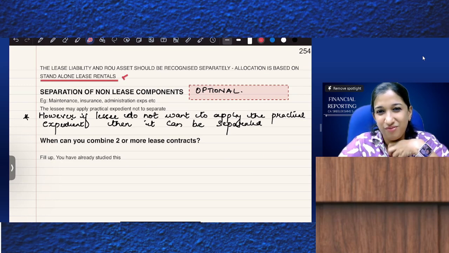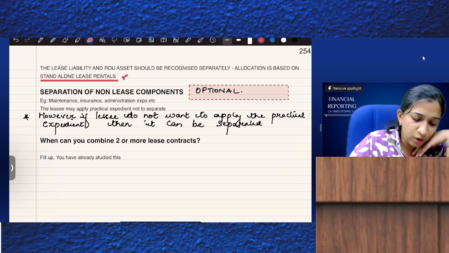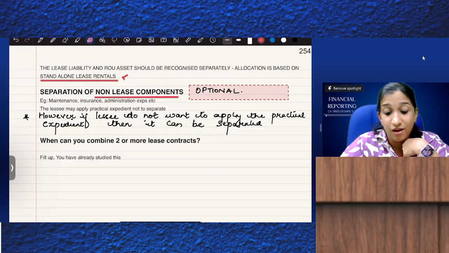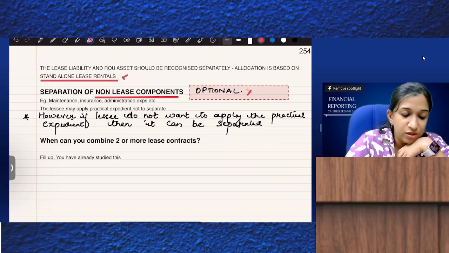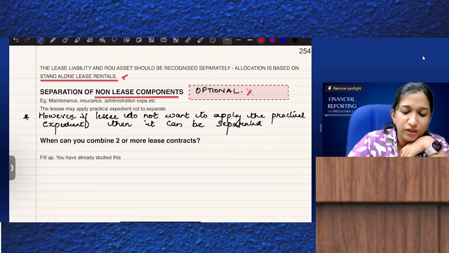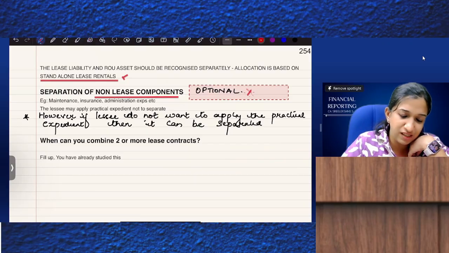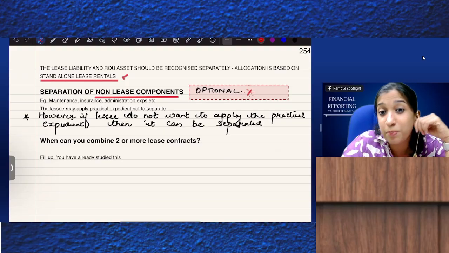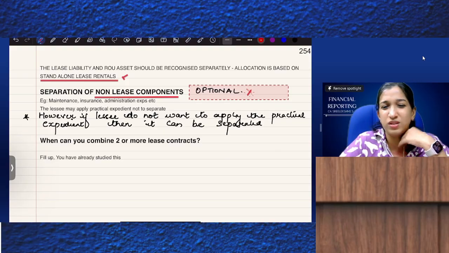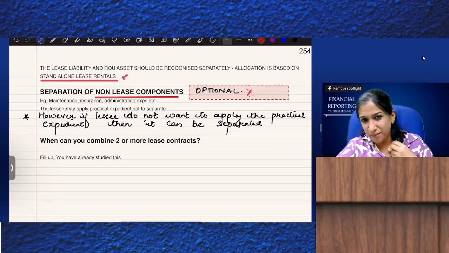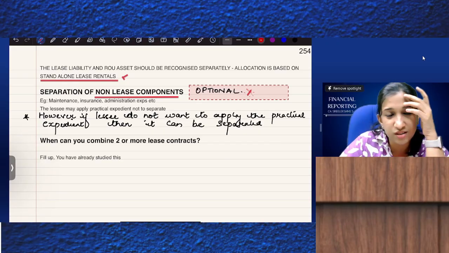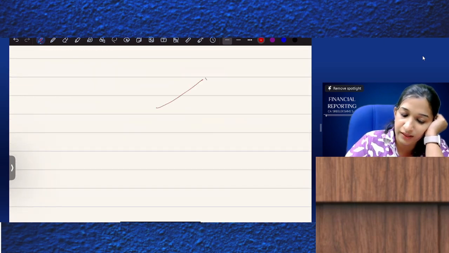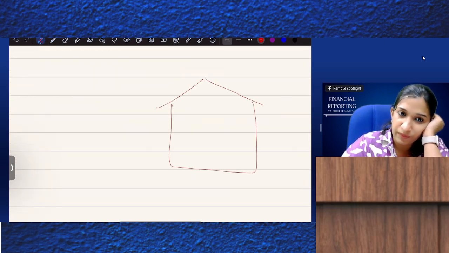Okay, fine. Now, is it required to separate lease and non-lease components? It is optional. The lessee can take a practical expedient not to separate. What is this non-lease component? Okay, I'm taking a building for rental purpose. It's a flat.